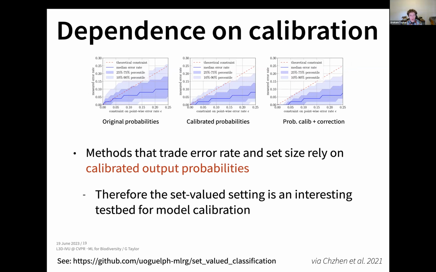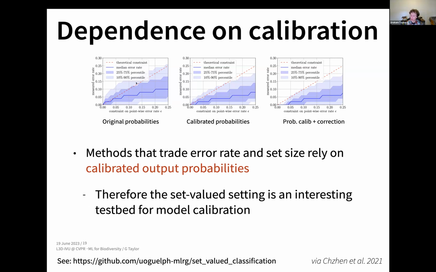Now, I was mentioning calibration, and this is because these set-valued methods rely on the probabilities that are being output by these classifiers to form these confidence sets. And so the methods that trade off error rate and set size really rely on having well-calibrated output probabilities. So again, these are some figures from this survey paper showing that if you just work with the original uncalibrated probabilities, in the median, you are going to be respecting the theoretical constraint that you have on, in this case, the point-wise error rate.